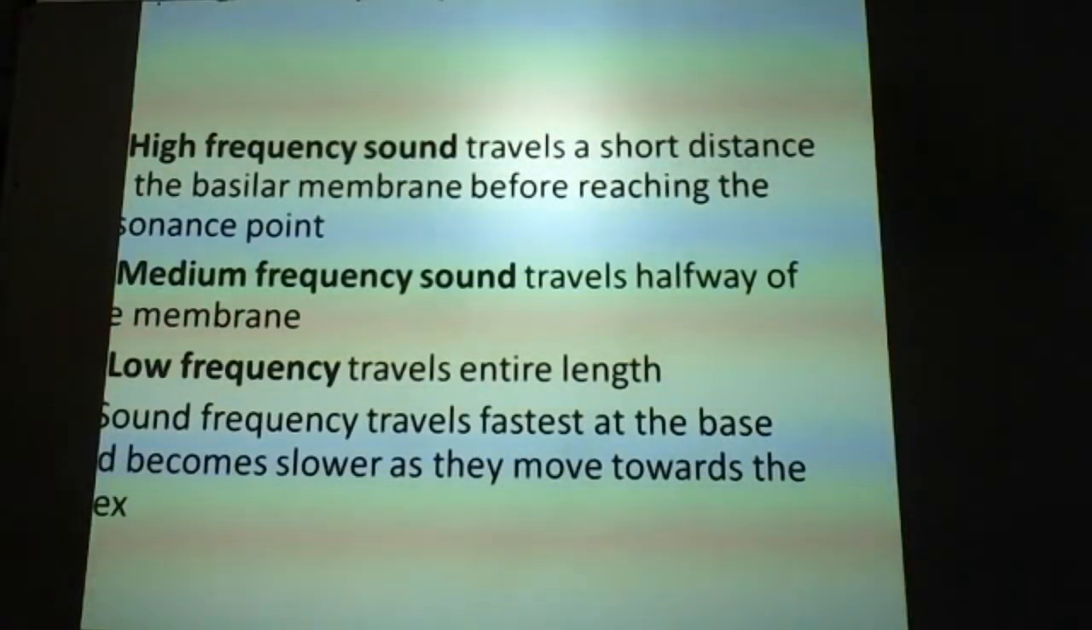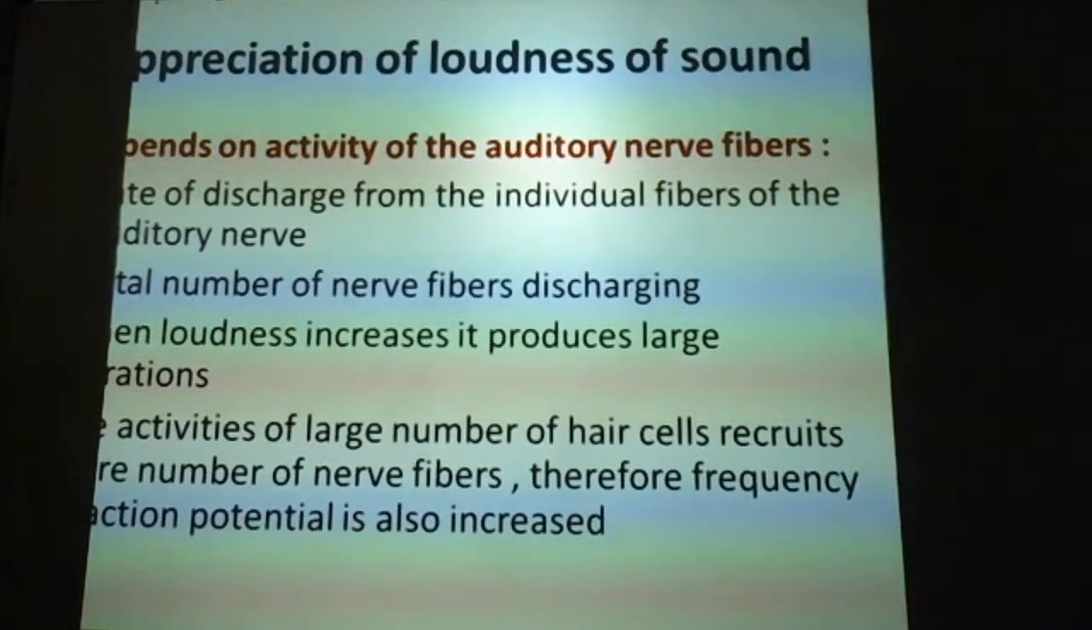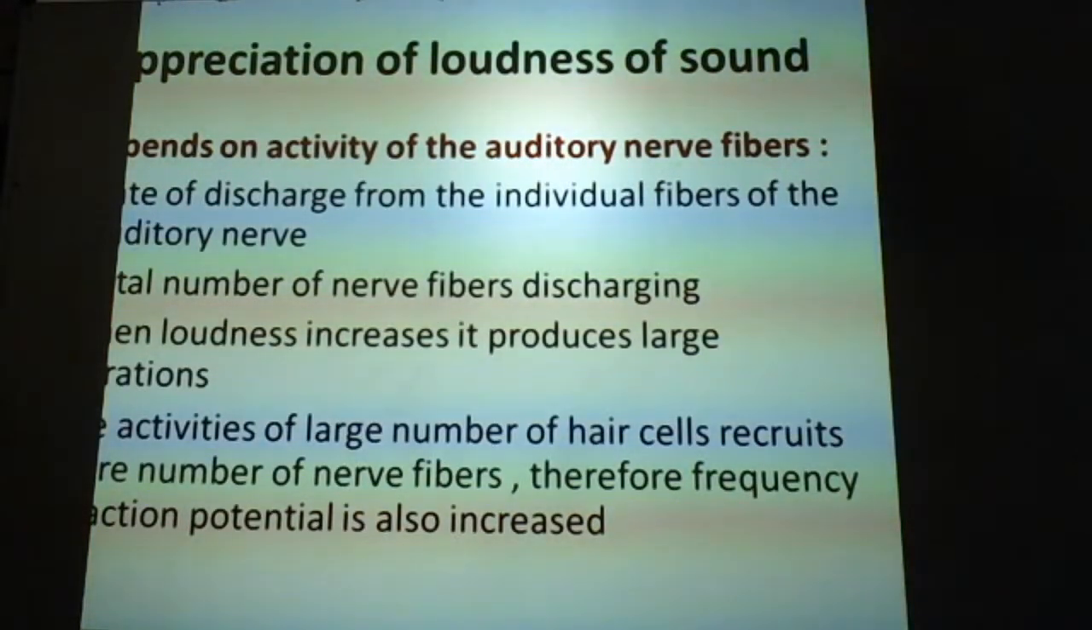High frequency sounds travel a short distance on the basilar membrane before reaching the resonance point, medium frequency sounds travel halfway along the membrane, while low frequency sounds travel the entire length of the membrane. Sound waves travel fastest at the base and become slower as they move towards the apex. Rapid transmission at the initial part helps to discriminate between high frequency sounds. So now we learned how, because of the frequency of the sound, vibrations are set in and how they are carried by the cochlear nerve.